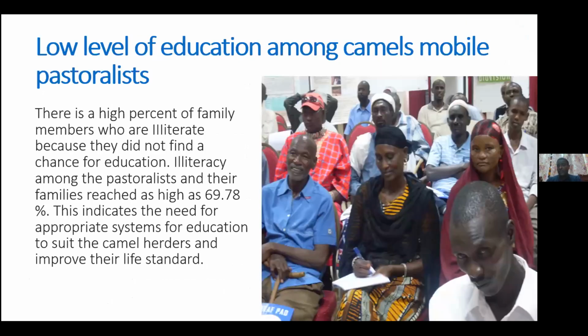Low level of education among the mobile pastoralists is also one of their challenges. They have a high percentage of mobile families who are illiterate because they did not find the chance for education, especially the children. Illiteracy among the pastoralist families reaches about 69.7%. This indicates the need for an appropriate education system to suit the camel herders and improve their living standard.